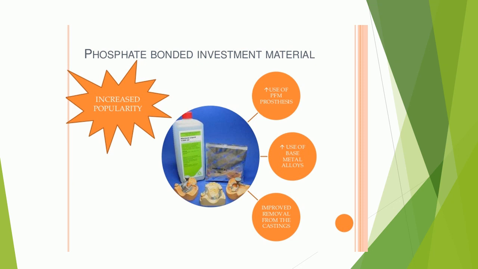Why are the phosphate bonded investment materials popular? Because they have multiple usage in casting: for the use of base metal alloys, for the use of porcelain fused to metal prostheses, as they can be used at higher temperatures, and they have shown improved removal from the casting, and that is the reason why they are more commonly used nowadays.